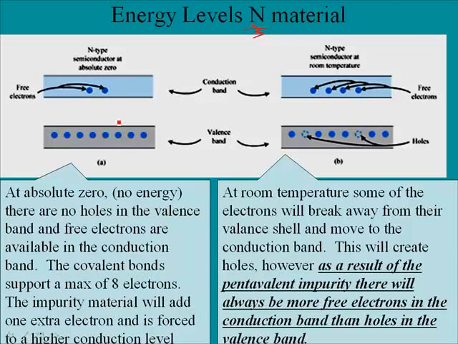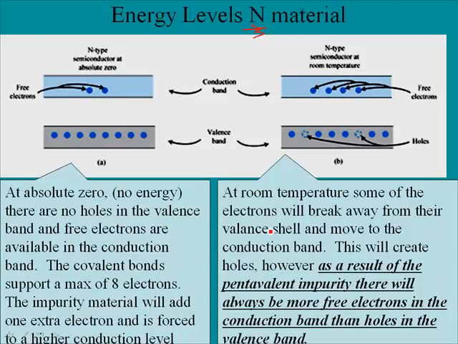So remember that with the N material, the lattice structure was completely full. In fact, there wasn't an extra electron there. So at absolute 0, you have the 8 electrons bound into the valence shell, but there's an extra one. So even at absolute 0, there are extra electrons available for the conduction band. Now, at room temperature, some of the electrons will break away from their valence shell and move to the conduction band. This will create holes.